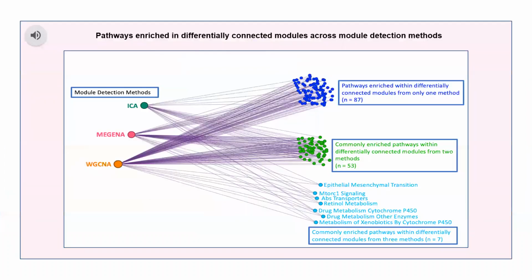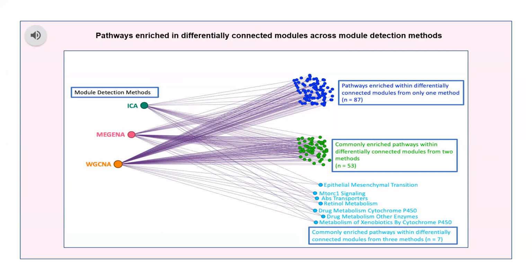methods. Moving on to look more specifically at the overlap between pathways enriched across module detection methods, we see that there are 87 pathways enriched in only one of the module detection methods, 53 enriched in exactly two of the module detection methods, and 7 pathways enriched in all three module detection methods.